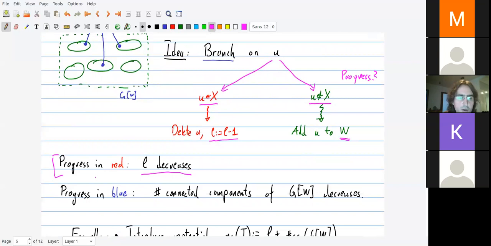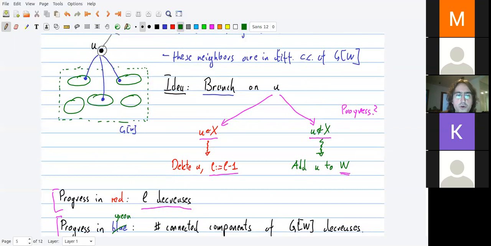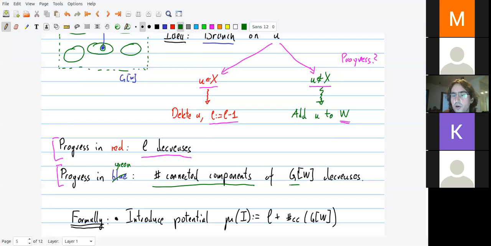But here is the main point. What is the progress in the green branch, where we are not taking u into the solution? When u is added to W, it is gluing some of the connected components, at least two of them, because we have at least two neighbors in two different connected components. So the number of connected components in G minus W strictly decreases. It was at most L plus one in the first place, because we started with a set of size at most L plus one. So it can only decrease at most L plus one times. So we are making progress towards connecting G minus W. That's the main point.